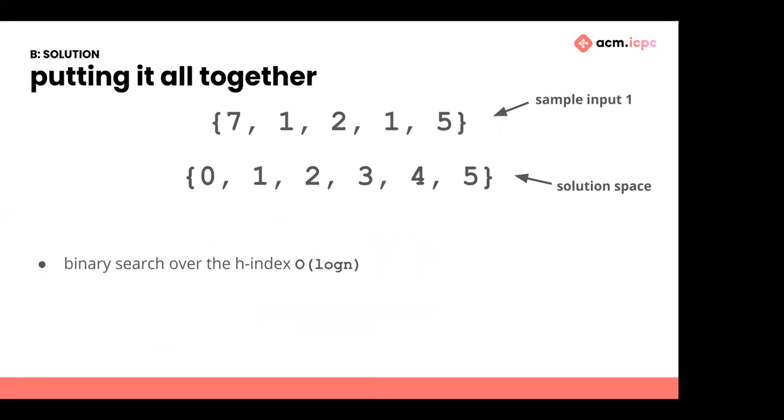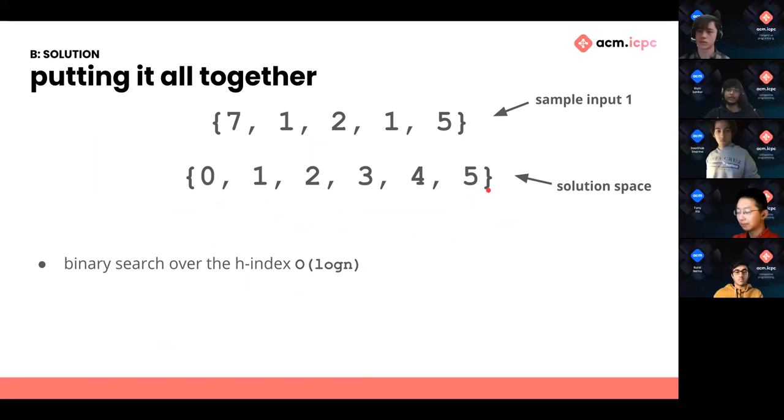And then finally, we can put it all together. So we had our solution space. This is the solution space for the sample input where n equals 5. So we have 0, 1, 2, 3, 4, 5. And then our sample input itself is 7, 1, 2, 1, 5. And so we're going to binary search over the solution space, which is all the possible h indices. And binary search is order of log n, so that's the time complexity there. And so when we binary search, we first find the middle element. In this case, it's the 2.